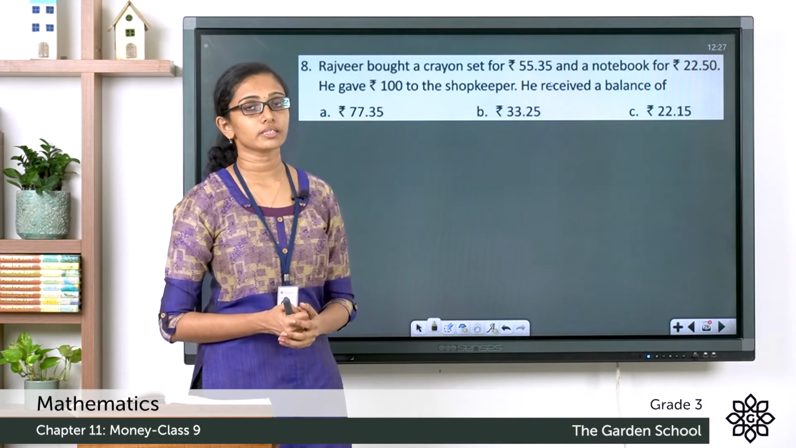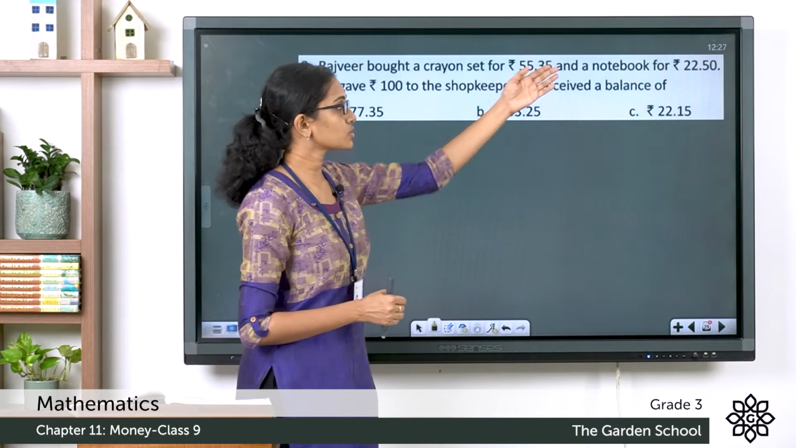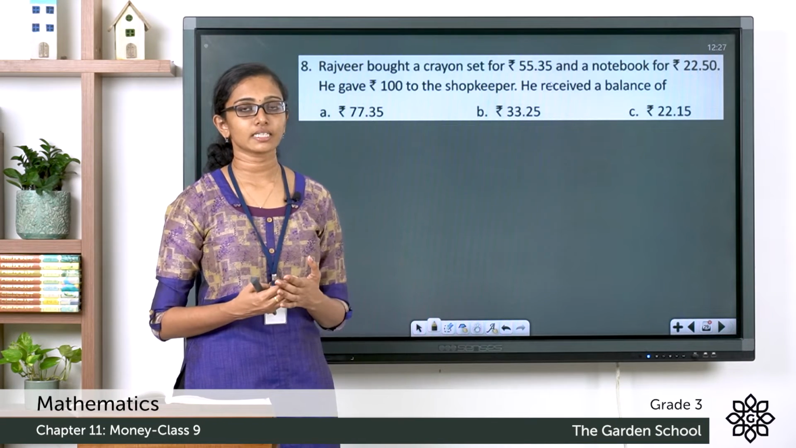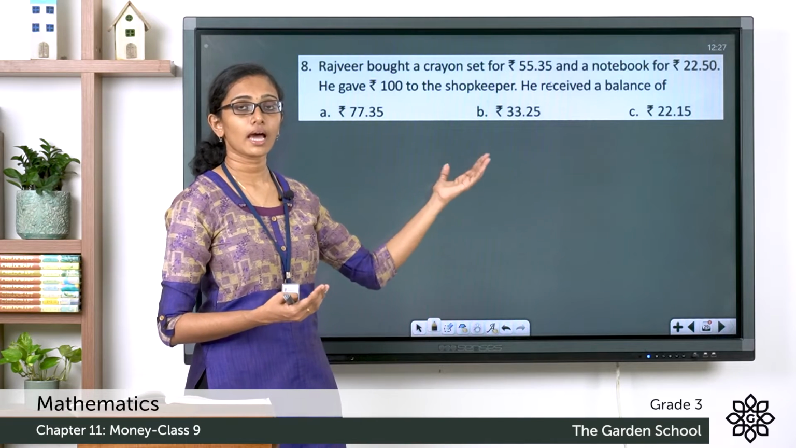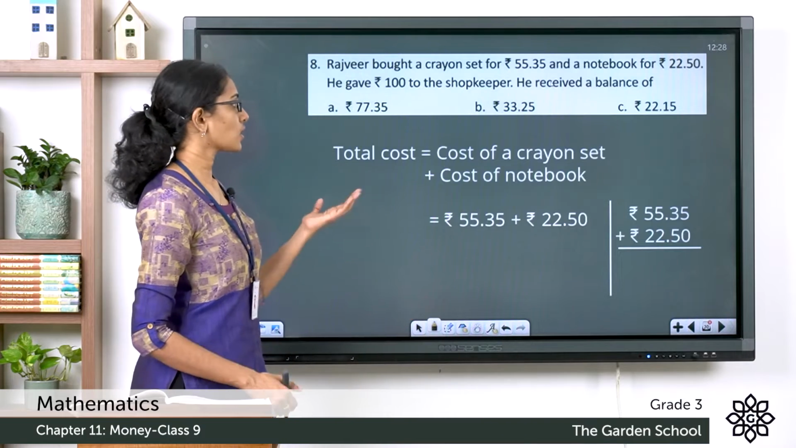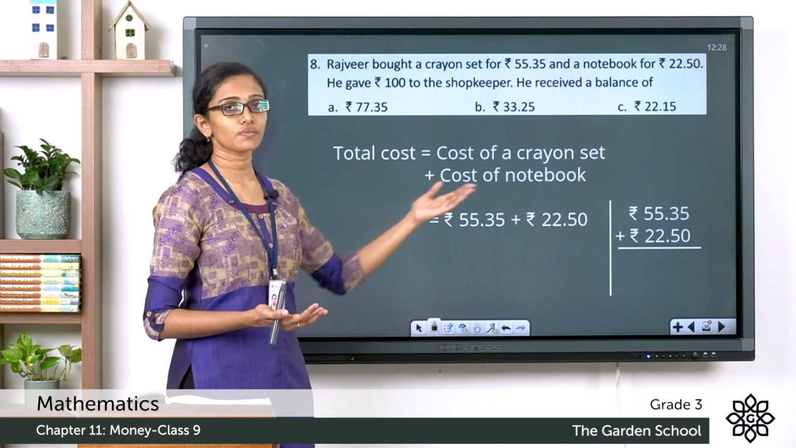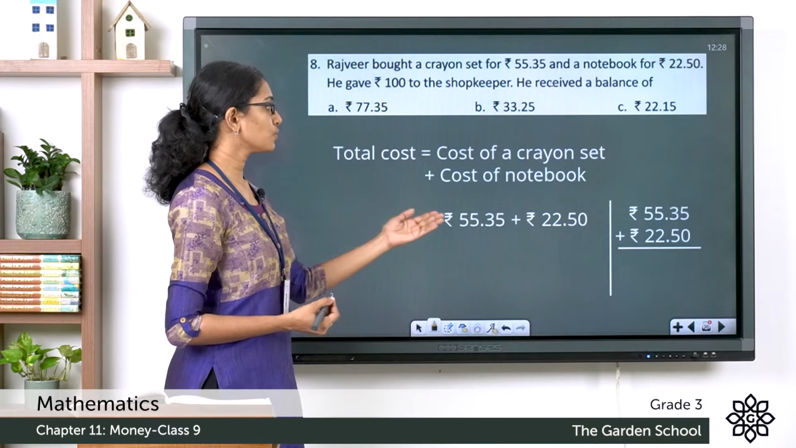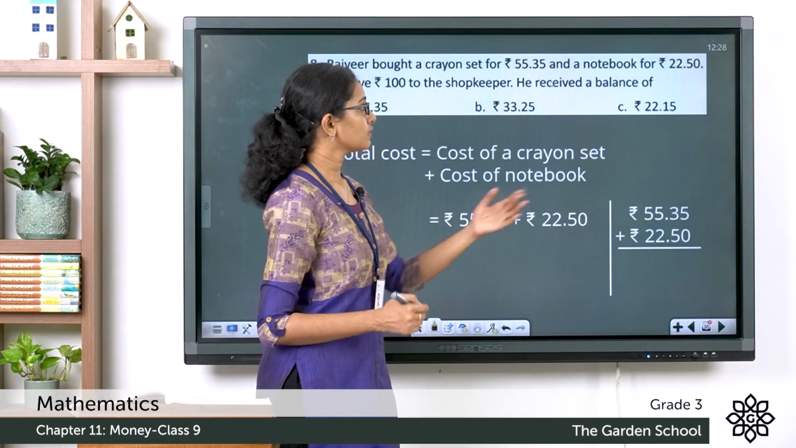So, how do we calculate this? First, we need to know what is the total cost of these two items. And then we can easily find out whether or not he received a balance amount and how much it is. So, let's see the steps. The total cost is equal to the cost of a crayon set plus the cost of a notebook. So, that is equal to 55 rupees 35 paise plus 22 rupees 50 paise.